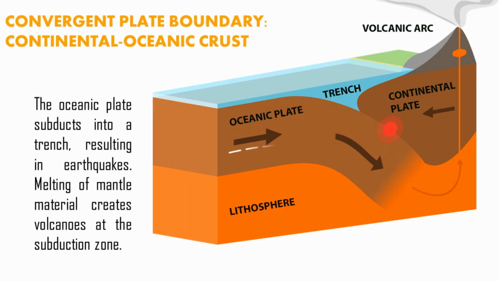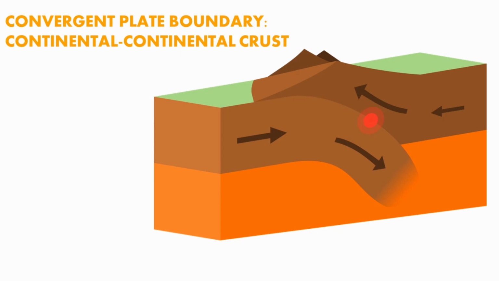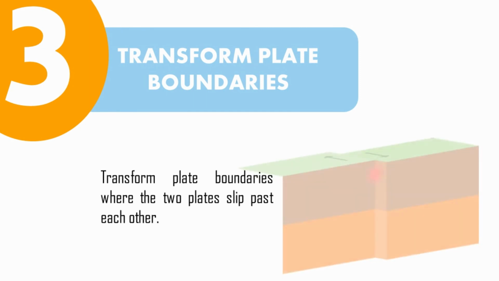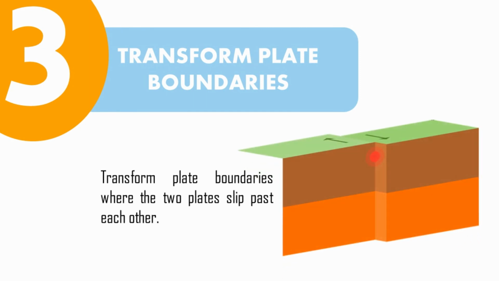Continental and oceanic. The oceanic plate subducts into a trench, resulting in earthquakes. Melting of mantle material creates volcanoes at the subduction zone. Continental and continental. Continental lithosphere is too buoyant to subduct deeply, so rather than a subduction zone and trench, these boundaries encompass a thick mess of folded, piled-up crust. This compression results in massive mountain belts rather than the volcanic arcs powered by subduction zone magma in the other two cases.